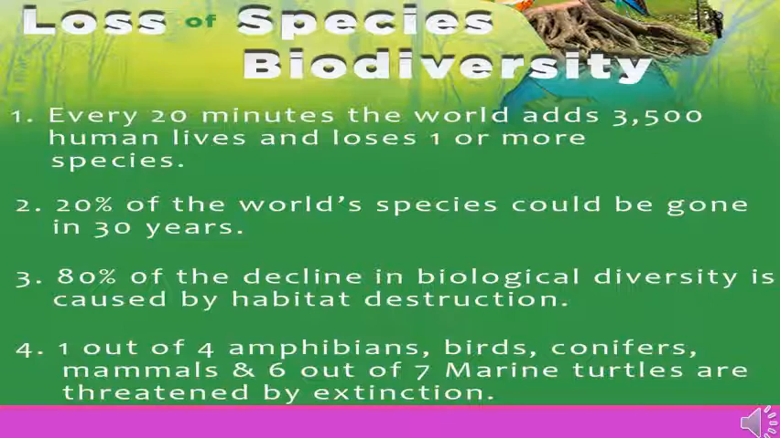Since the trees and other areas are being cleared out, the habitat of different animals and plants is being destroyed, and as a result biodiversity is decreasing. Now remember that 1 out of 4 amphibians, 1 out of 4 birds, 1 out of 4 conifer plants and mammals, and 6 out of 7 marine turtles are threatened by extinction.